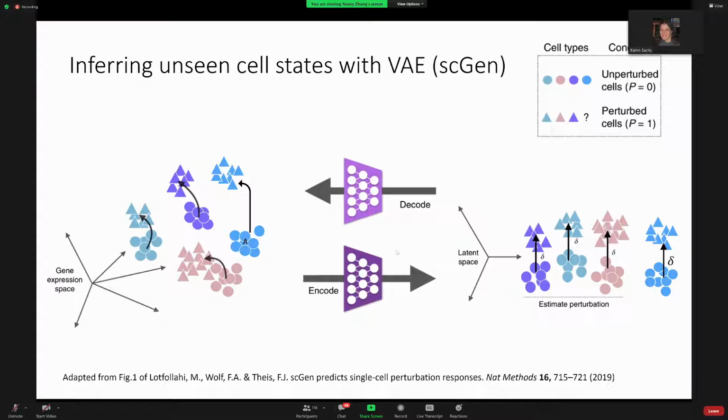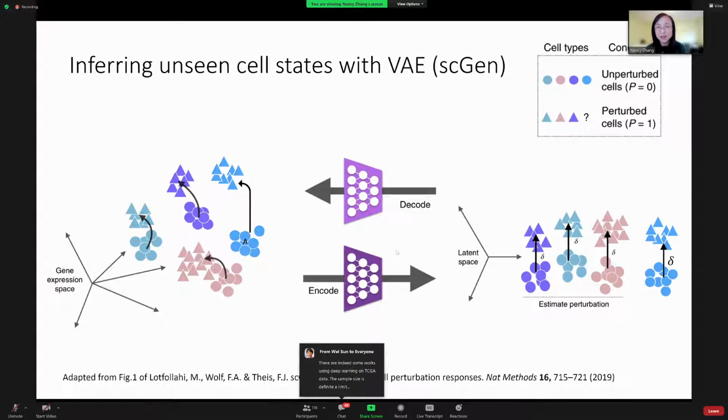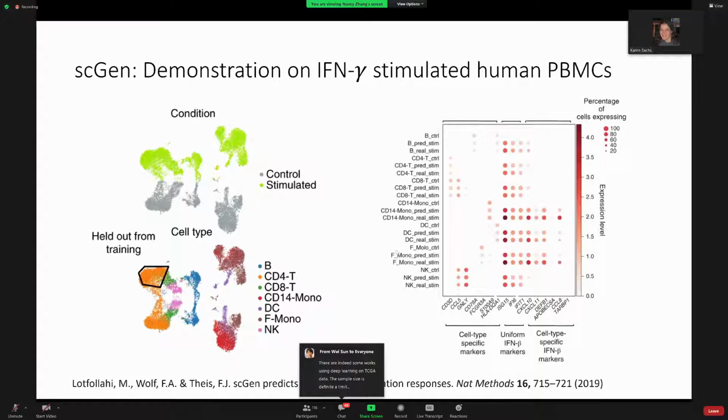Okay, and that's why the latent space is critical. I don't know why they should be similar across cell types in the latent space. I'm sure there's a lot of caveats. Yeah, very interesting. Thanks.